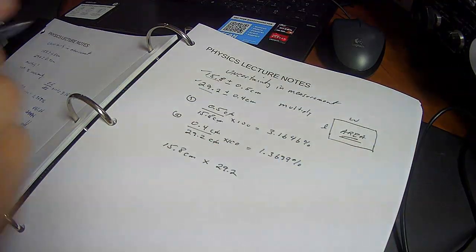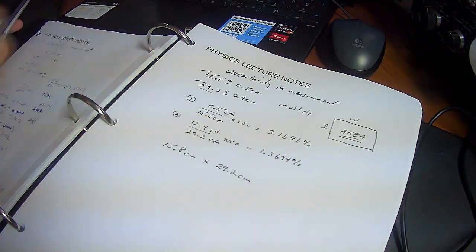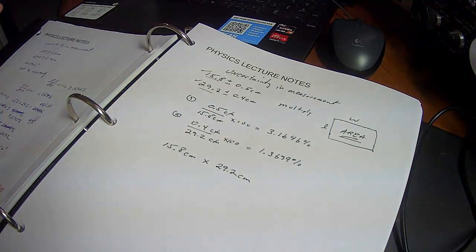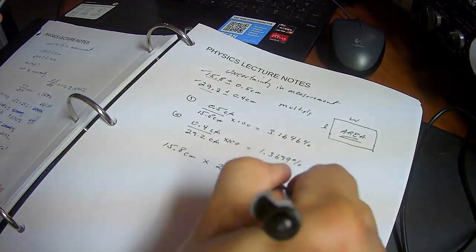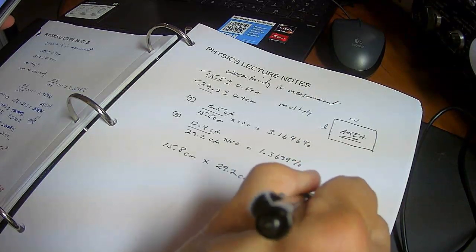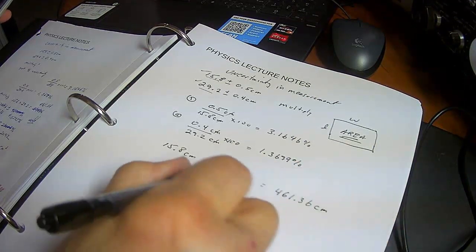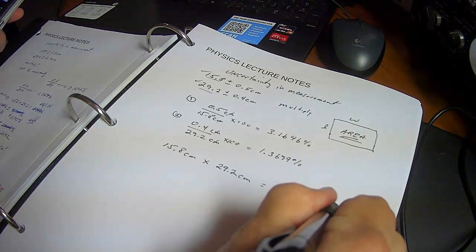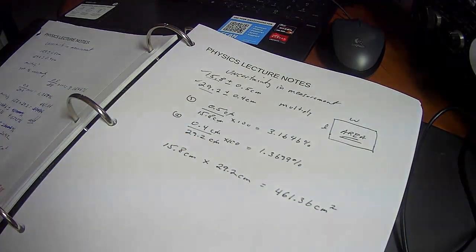And that's a centimeter as well. Let me check my calculation. I'm going to go 15.8 times 29.2, and I get 461.36, and the units would be centimeter times centimeter, or centimeter squared. Okay, you with me?